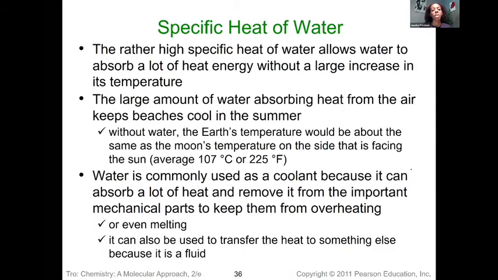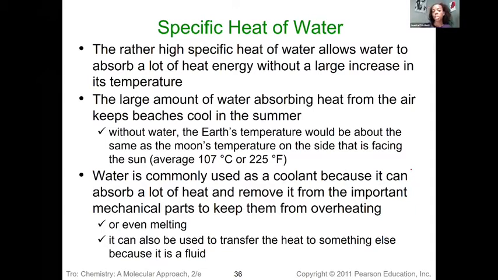So again, as we mentioned earlier, the specific heat of water is extraordinarily high. It can absorb a ton of heat before you start seeing a large change in the temperature. And so it's the large amount of water that's in the air and around beaches that helps keep it cool. And it's also the reason that we're able to survive on Earth. Without water, the temperature would be on average 170 degrees Celsius. And so the water is a natural coolant for the environment.